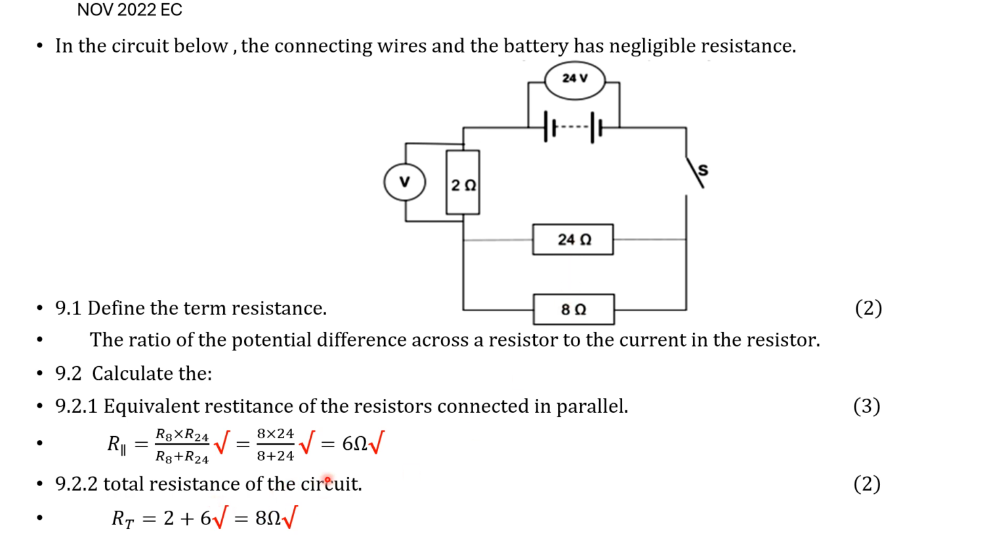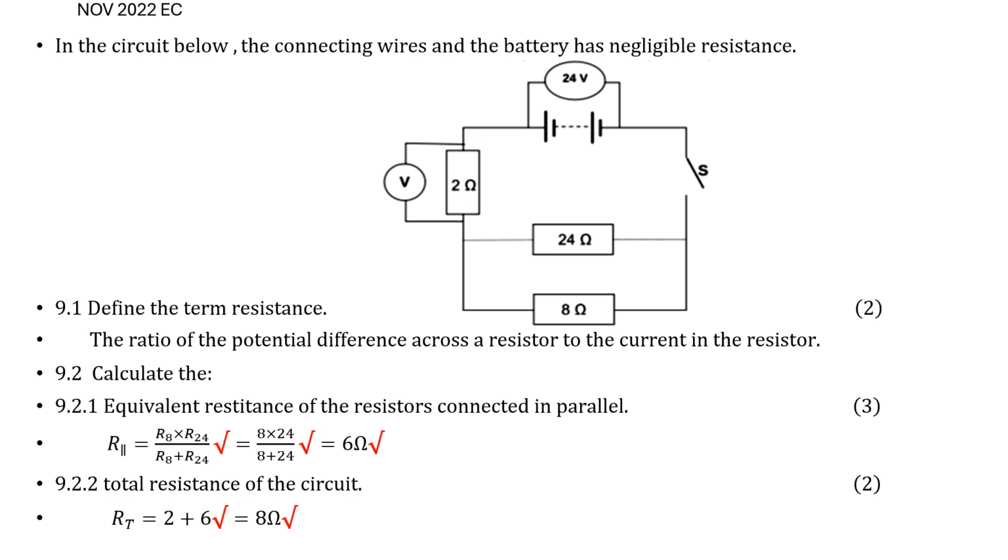Get the total resistance of the circuit. We take the equivalent resistance in parallel plus the resistance in series to get the total resistance. So RT, which is the resistance total, would then equal 2 plus 6, which then gives me a total resistance of 8 ohm. So put together there. So multiply the two resistors, add the two resistors, alright? And punch in your values you get. So that's equivalent and total resistance, alright?